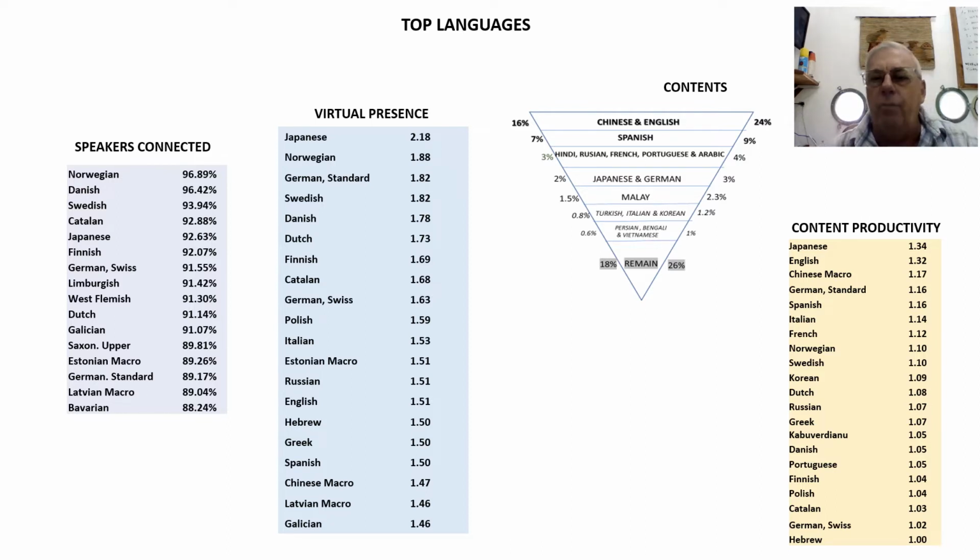In terms of what are the main languages on the internet, we compute Chinese and English in the first place, between 16% and 25% of contents, followed by Spanish, and in third position, Hindi, Russian, French, Portuguese, and Arabic between 3 and 4%.